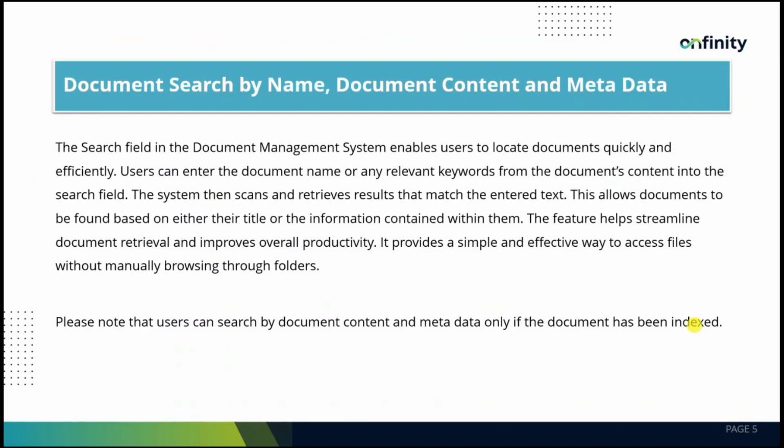Next search option is search document by document name, document content, and metadata like keyword and description. The search field in the document management system enables users to locate documents quickly and efficiently. Users can enter the document name or any relevant keywords from the document's content into the search field. The system then scans and retrieves results that match the entered text.